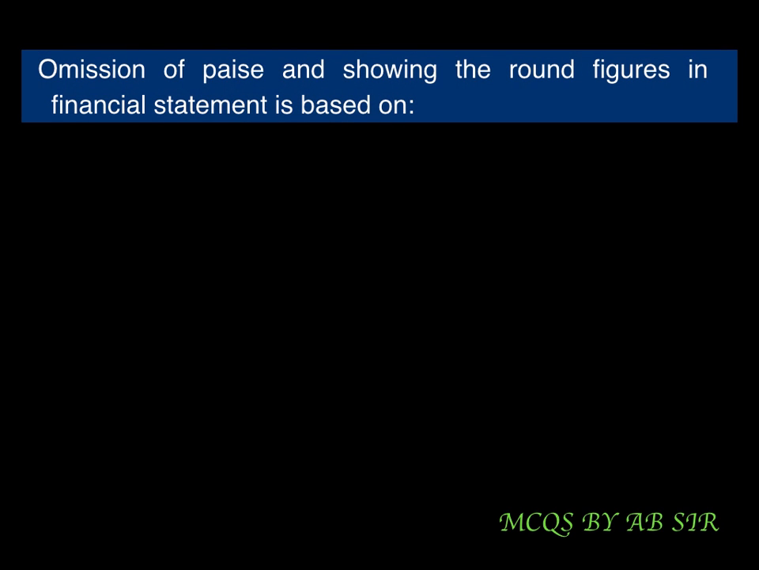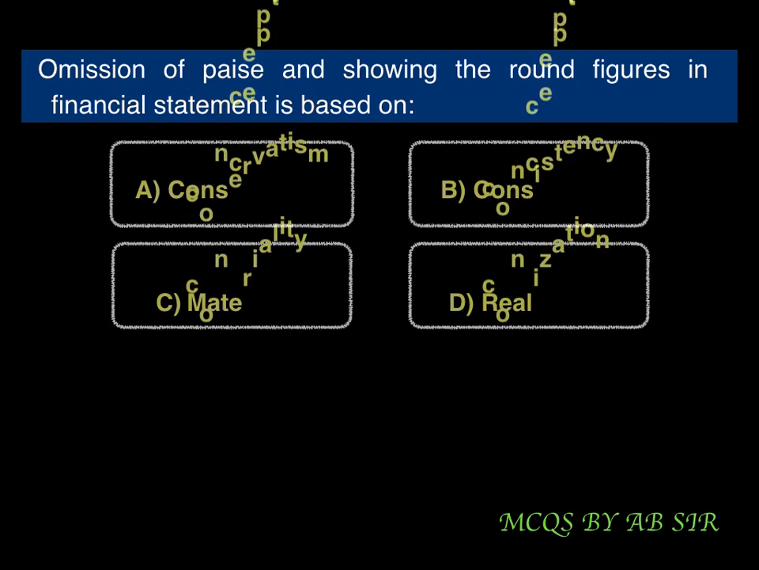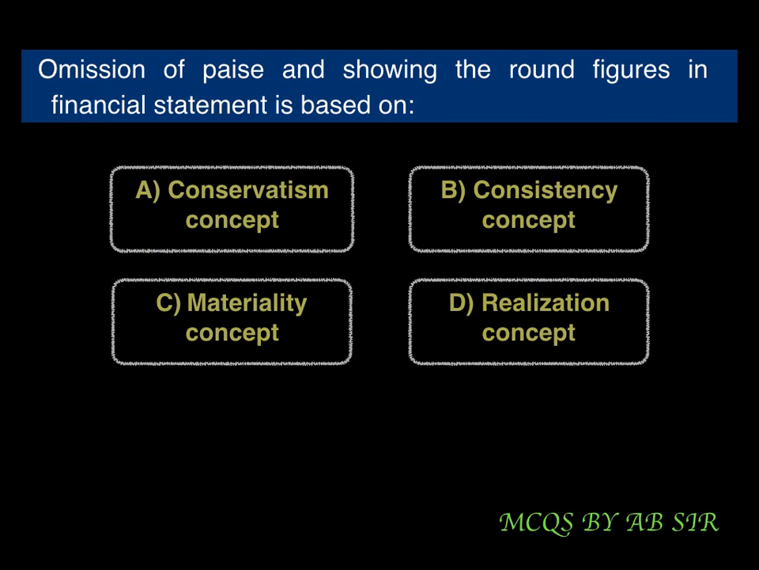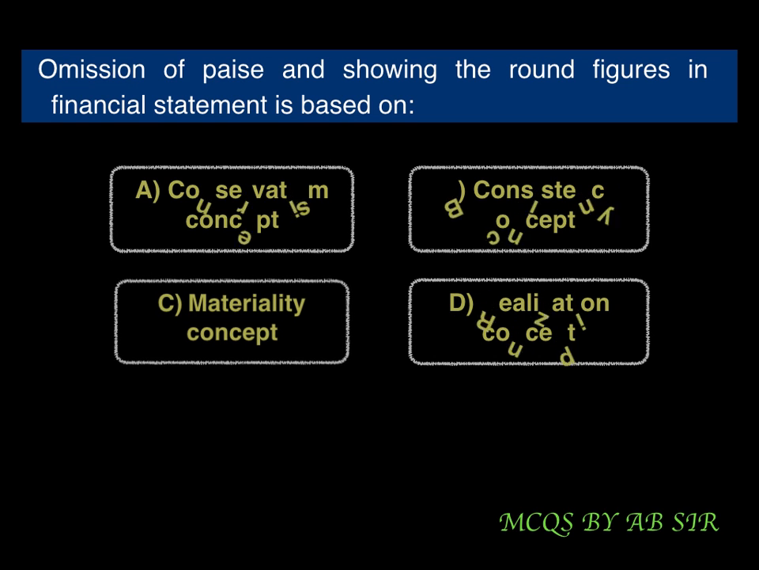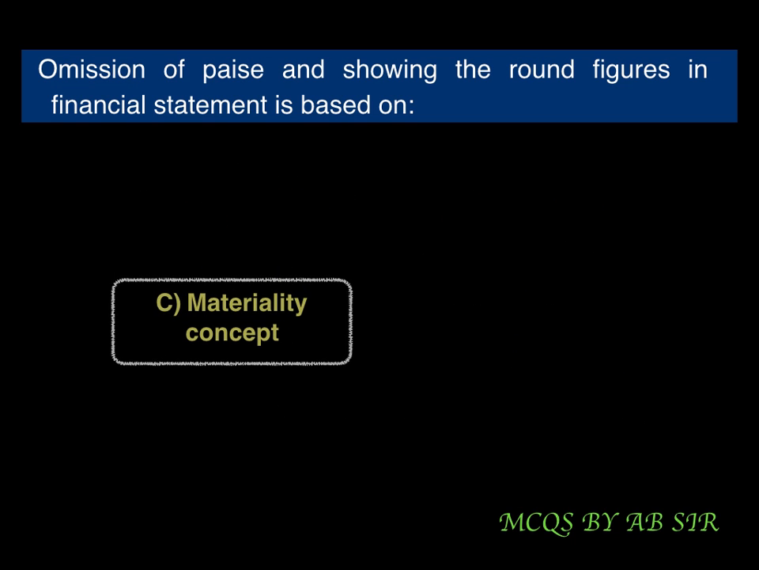Omission of paise and showing the round figures in financial statements is based on which principle? Your options. You ignore the paise and you write down the figures as round figures. Which principle is this based on? Yes, the correct answer is materiality, right? Paise is ignored being immaterial. Okay? Yes. The next MCQ, please.